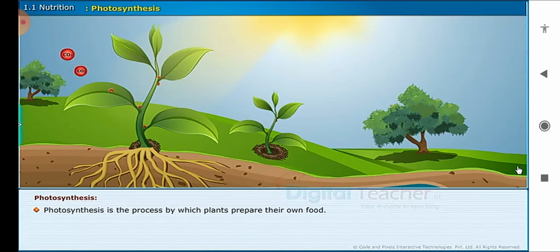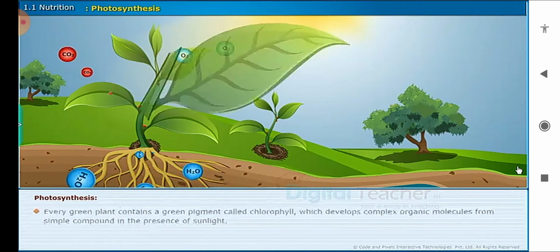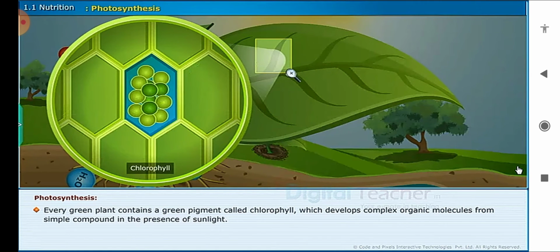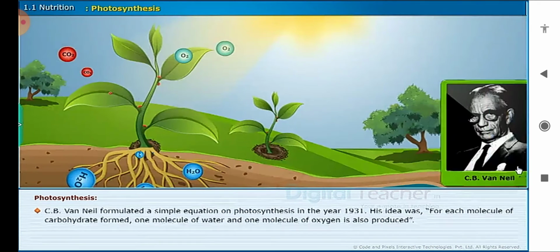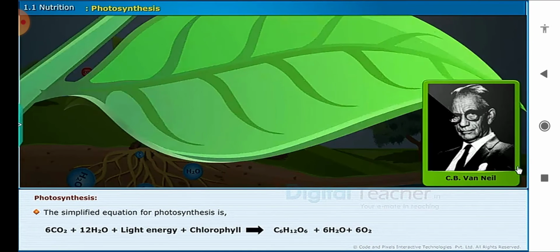Photosynthesis is the process by which plants prepare their own food. It occurs in the leaves of a plant. Every green plant contains a green pigment called chlorophyll, which develops complex organic molecules from simple compounds in the presence of sunlight. C.B. Van Niel formulated a simple equation on photosynthesis in the year 1931. His idea was that for each molecule of carbohydrate formed, one molecule of water and one molecule of oxygen is also produced. The simplified equation for photosynthesis is shown on the screen.